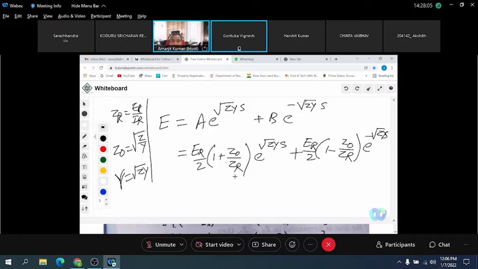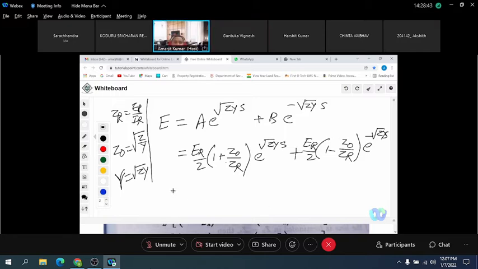So similarly, ER by 2 into Z naught by ZR, this we can take common. ER by ZR will be equal to IR basically. So IR Z naught upon 2 into sinh gamma S, because here it is e to the power gamma S minus e to the power minus gamma S.